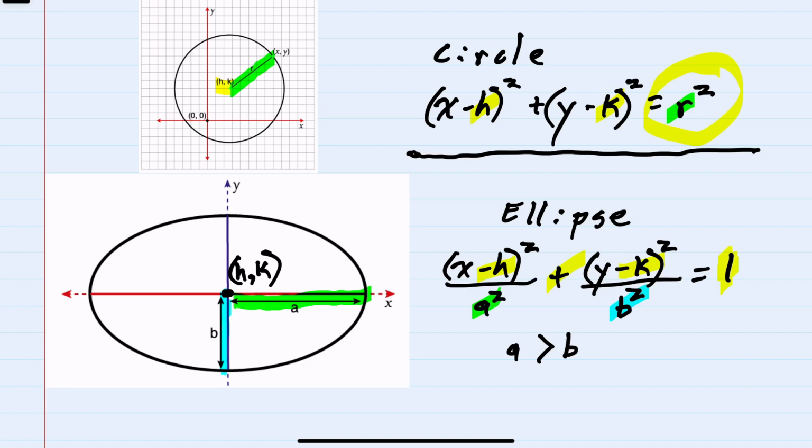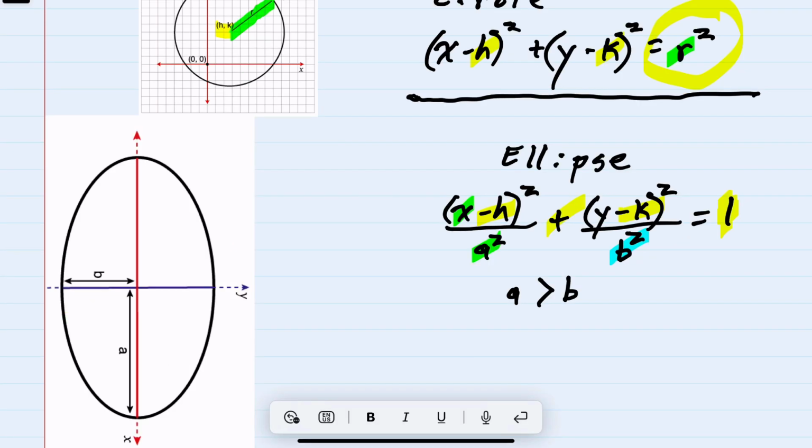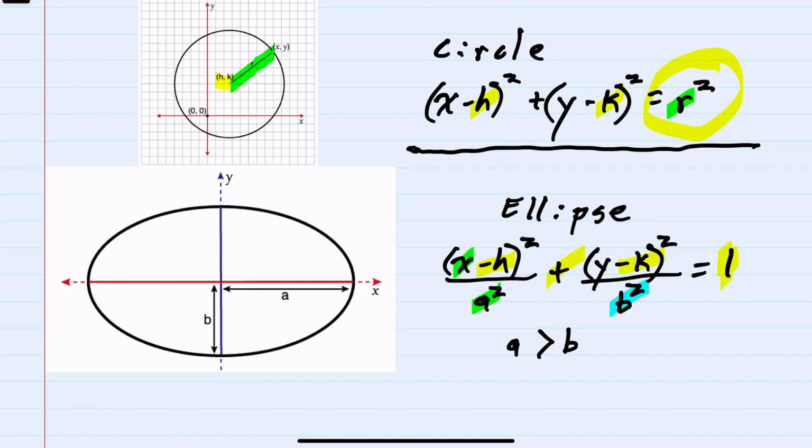And you can see in this example that the a squared is under the x term, so it has been stretched horizontally. If the a squared was under the y term, then the ellipse would be stretched vertically instead of horizontally. But for this example, I'll keep it horizontal, where the a term is under the x value. For terminology, a is the major axis, so the length of the major axis is 2a, and b is the minor axis, which has a length 2b.